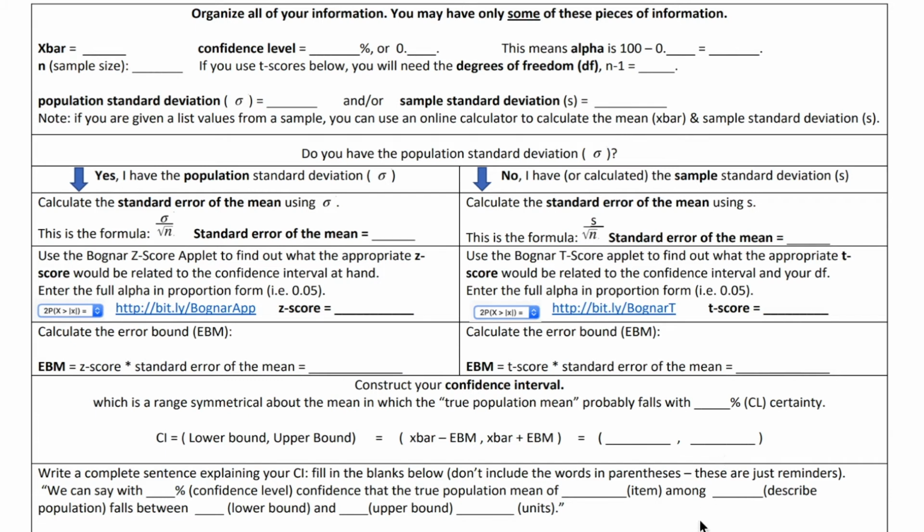And then here's a reminder of the sentence that we expect you to use in this course to explain your confidence interval. Of course, you don't include the words in the parentheses. This is just a reminder of what you use to fill in the blanks. We can say with blank % confidence that the true population mean of your item among your population falls between your lower bound value and your upper bound value, and make sure that you include your units.